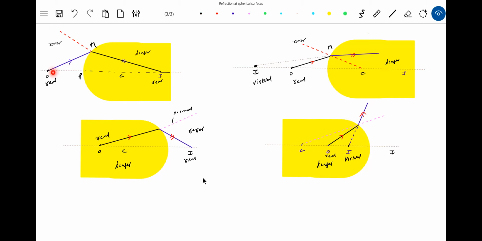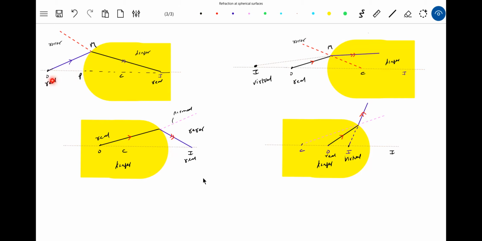In the first case, the object was kept in the rare medium and it was facing the boundary such that the boundary was convex towards the rare medium. Here, the same condition: the object was kept in the rare medium and the convex part of the boundary was facing the rare medium. Here the object is kept in the denser medium and the boundary is facing the rare medium. But look at this one here. Now it will be concave towards the object here.